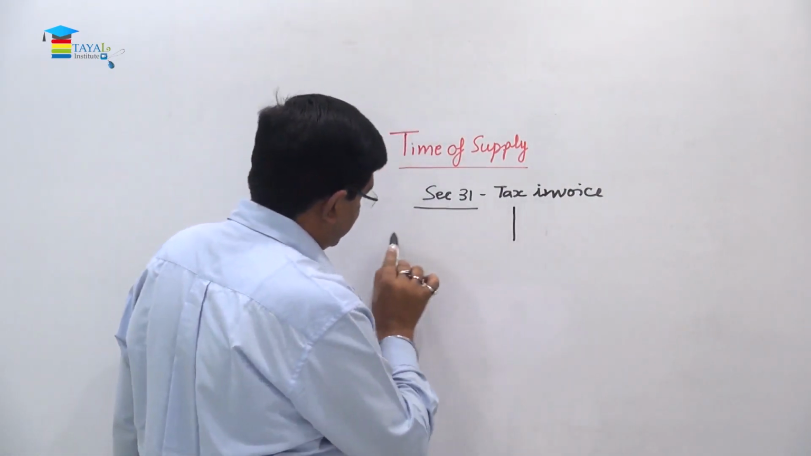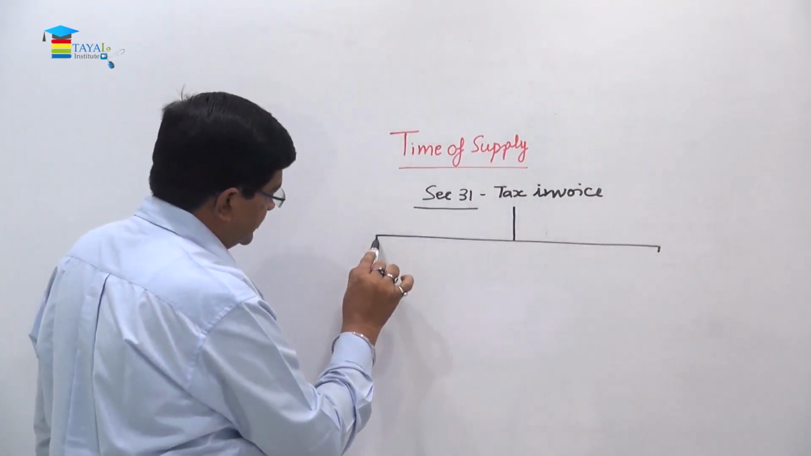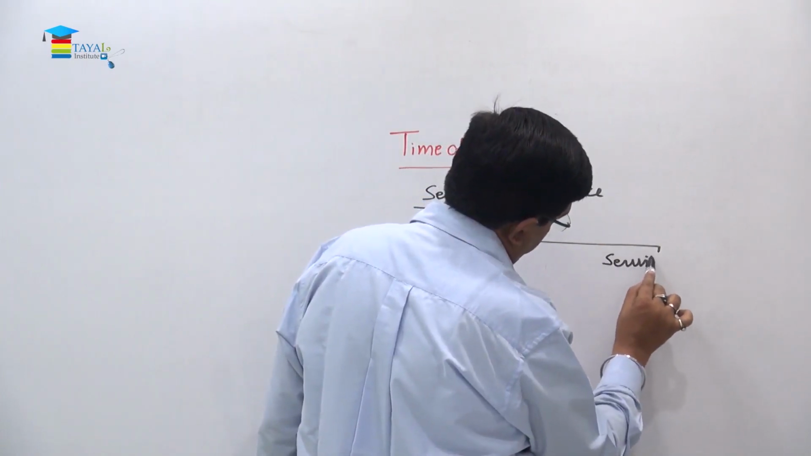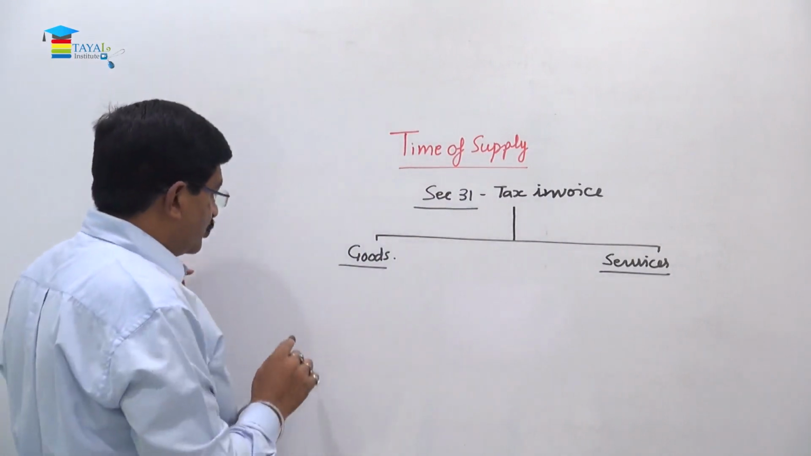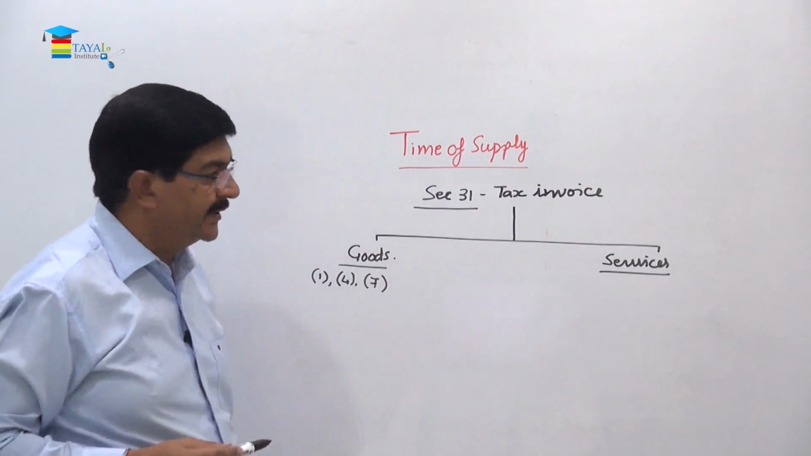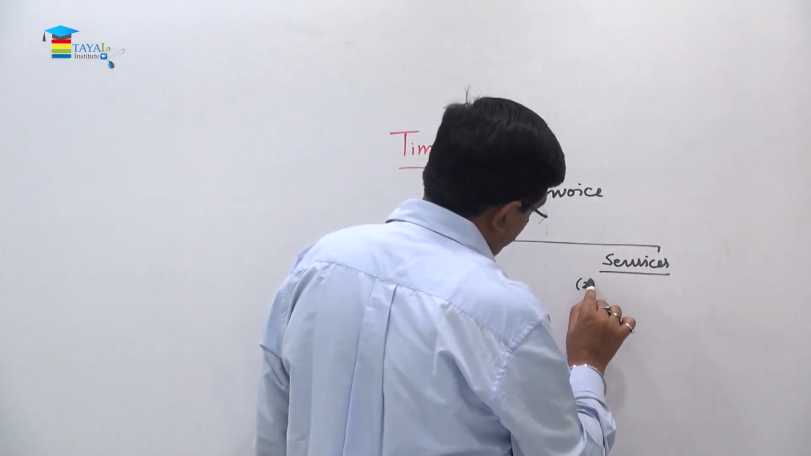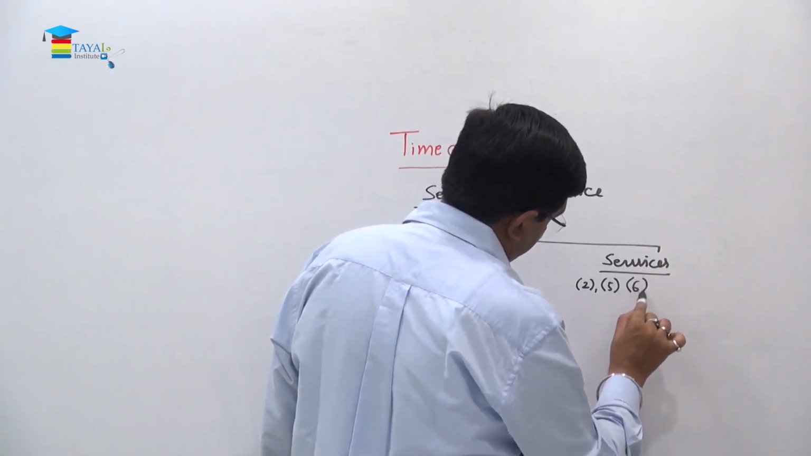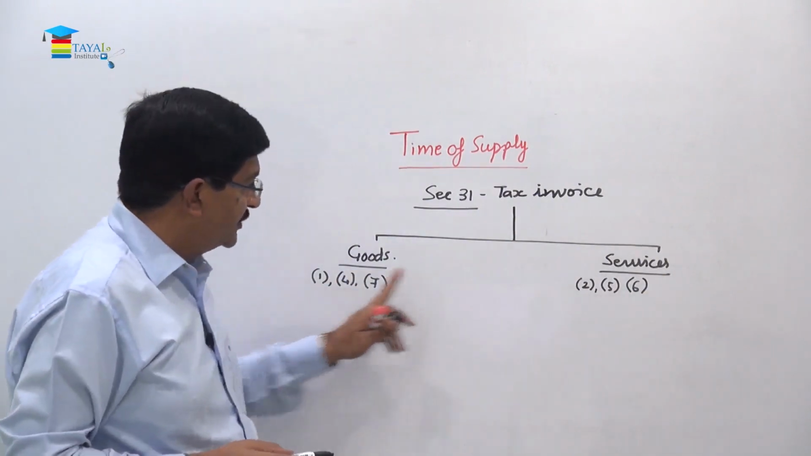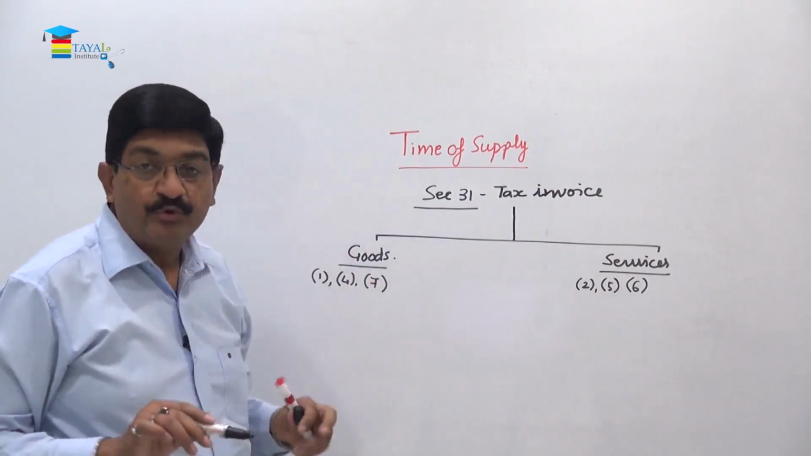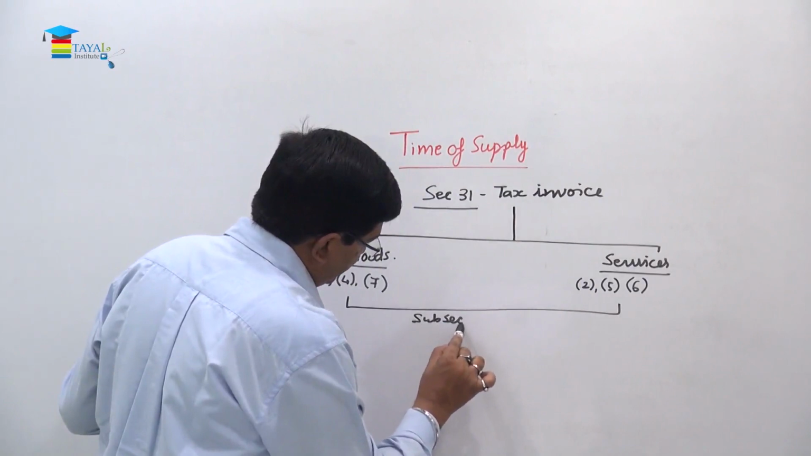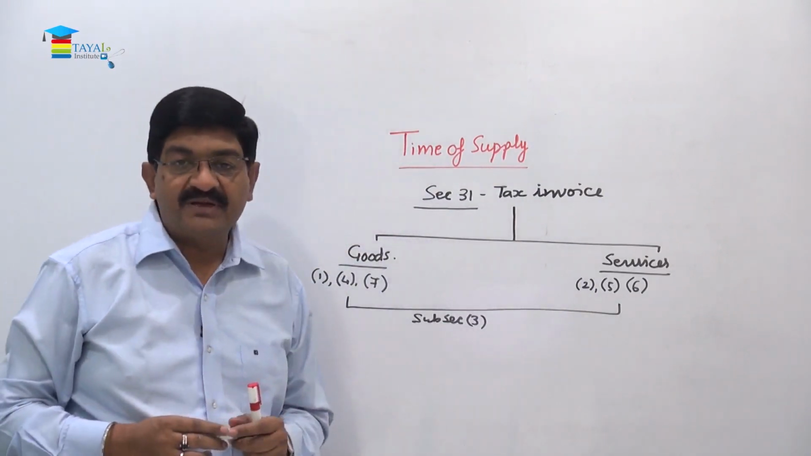And in this section, we can divide this in two parts: in relation to goods and in relation to services. In relation to goods, three provisions are there, that is subsection 1, subsection 4 and subsection 7. Right? And for services, we have subsection 2, subsection 5 and subsection 6. So in total there are 7 subsections. 1, 4, 7 is covered here. 2, 5, 6 is here. So 1, 2, 4, 5, 6, 7. What is missing? That is subsection 3. So here we will have subsection 3, which is common in either case, for goods as well as services.